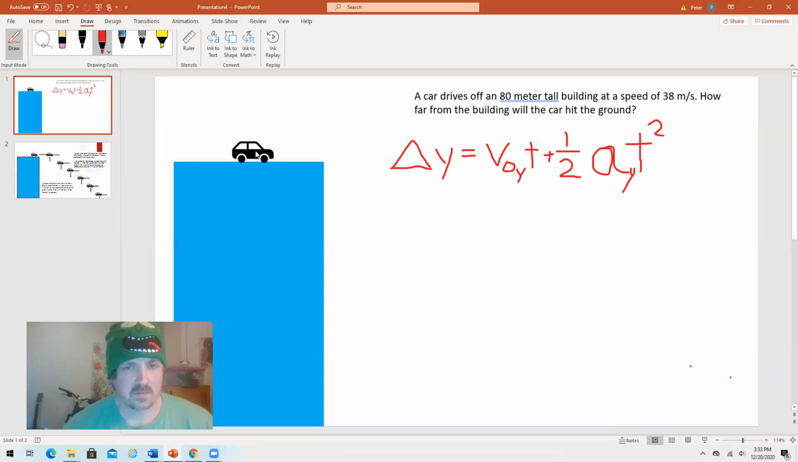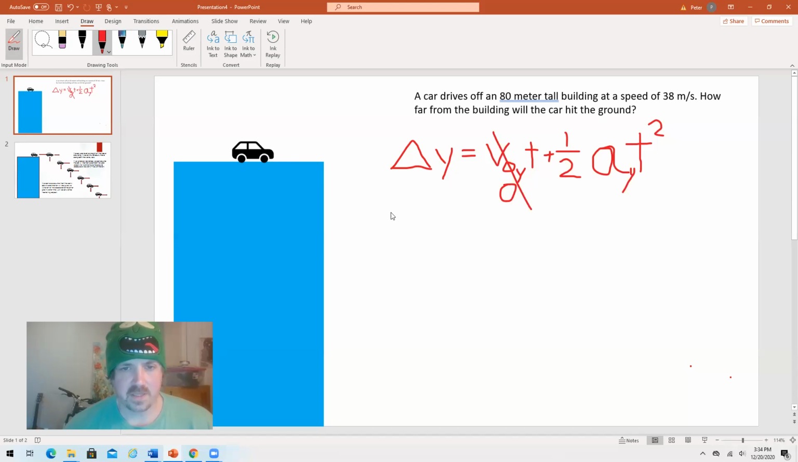So its velocity before it leaves this ledge in the y-axis is 0. So its initial velocity, before it starts to fall, as soon as it leaves the end of the building, is simply going to be 0. So this term right here is 0, which means that this entire term, v naught y times t, is also going to be 0. It doesn't matter what t is at that point. 0 times anything is 0. So we just cancel that out.